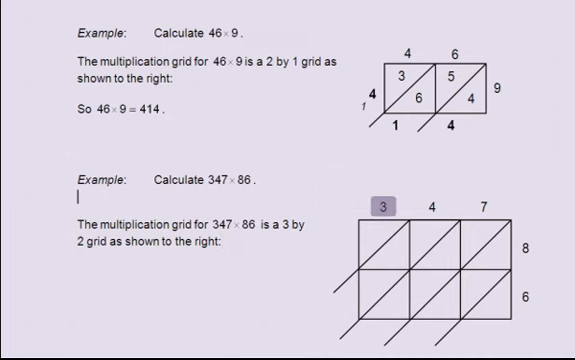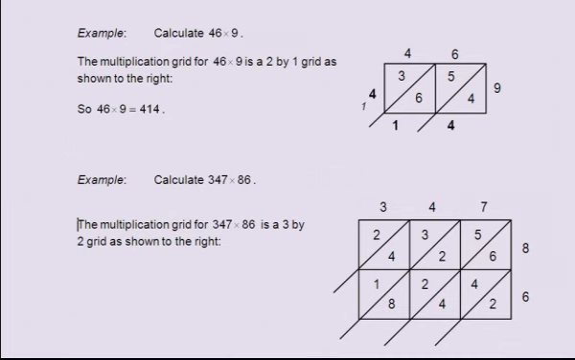3 multiplied by 8 is 24. 4 multiplied by 8 is 32. 7 multiplied by 8 is 56. 3 multiplied by 6 is 18. 4 multiplied by 6 is 24. And finally 7 multiplied by 6 is 42.